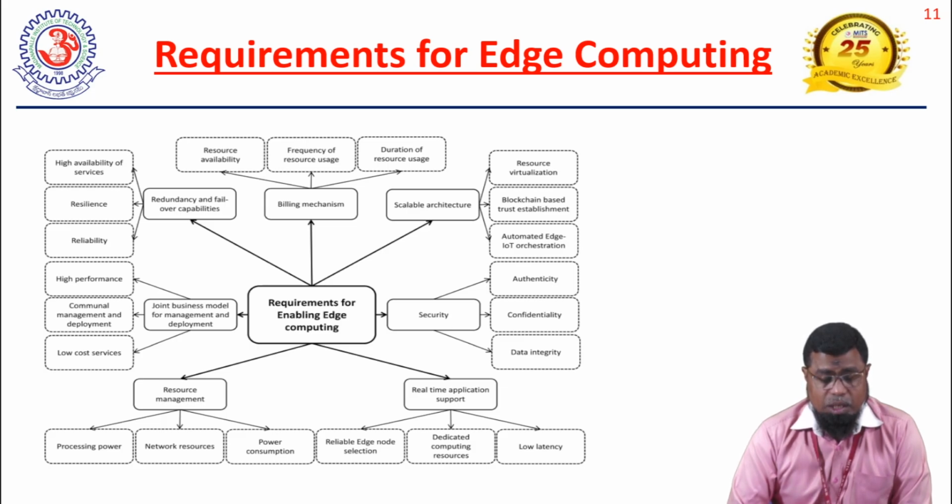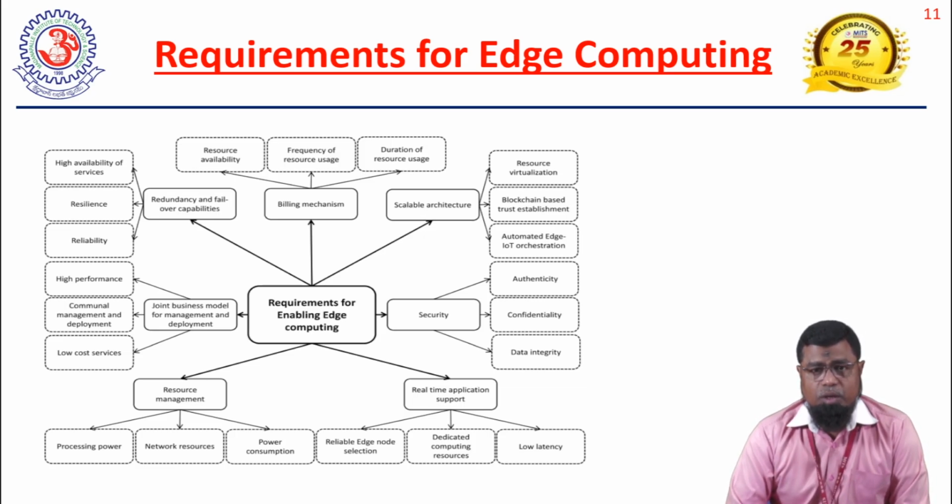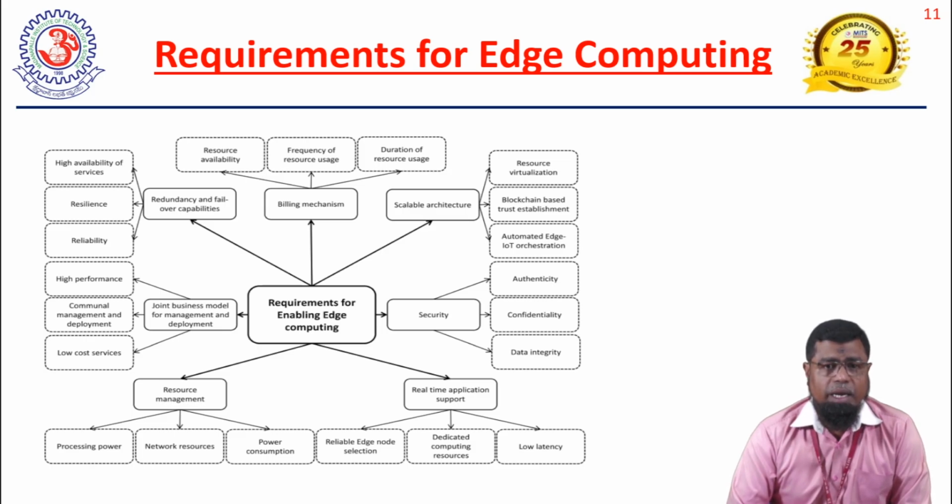For example, security is required. Whenever data is transferred to the edge server for computation, there should be a certain level of security. Otherwise, the data will be hacked by intruders. So it will become a problem. So security is very, very important.